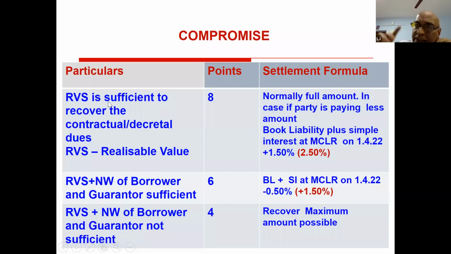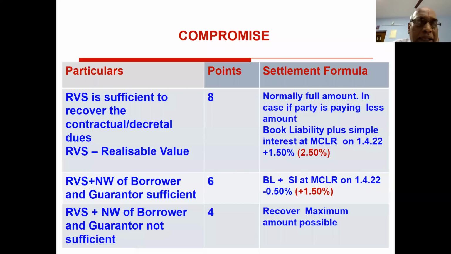Same. The first point I told you: if the realizable value of the security is sufficient to cover the contractual dues or decretal dues. See, once an account becomes NPA, all of you are aware, the liability is freezed. That is called the book liability. That is the date from which stoppage of interest debit in that account takes place. We freeze it and we call it the book liability. So from the date of stoppage of interest on that account till today, the borrower has to pay interest, if the realizable value of the security is sufficient to cover the book liability.